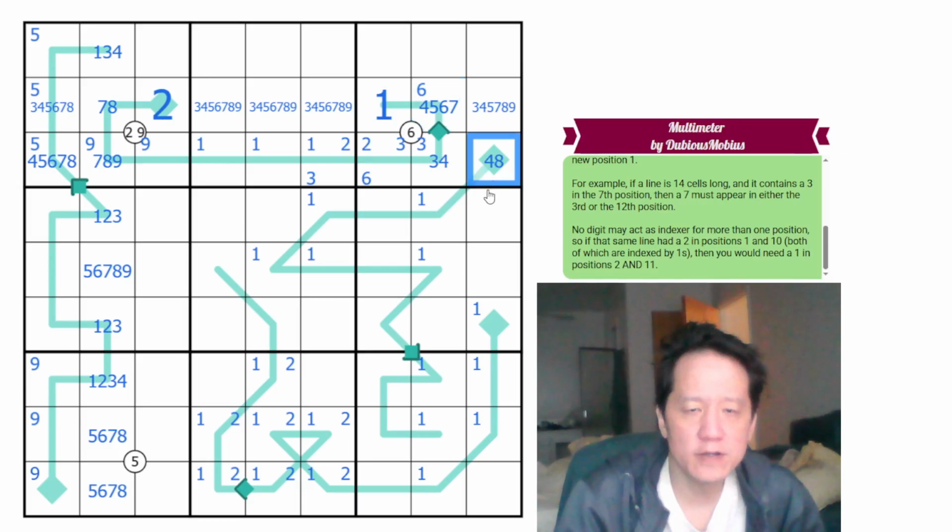So there's a 4 or an 8 here. So that would mean this is 1, this is 1, or this is 1. So if it's 4, either this is 1 or this is 1. If it's 8, this is 1. Which means this can never be 1 here.